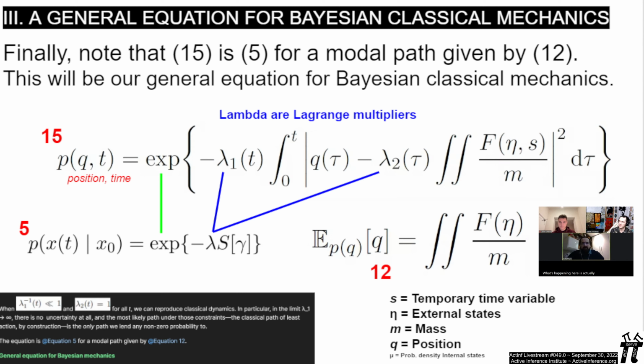Yes, actually, equation 15 is a kind of generalization of equation 5 for a modal path given by equation 12. And this equation is described as the general equation for Bayesian classical mechanics, or we can see that as the most central equation by which all the other results or their derivations can potentially be derived, I guess.